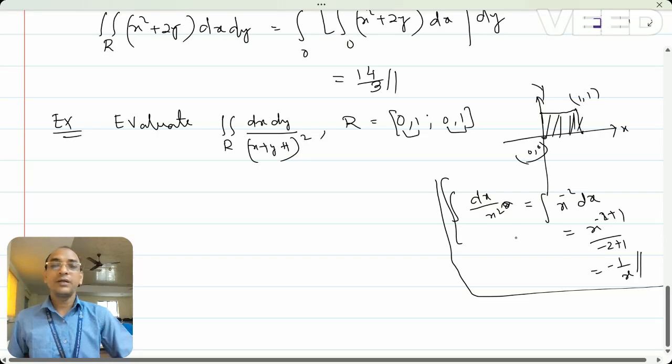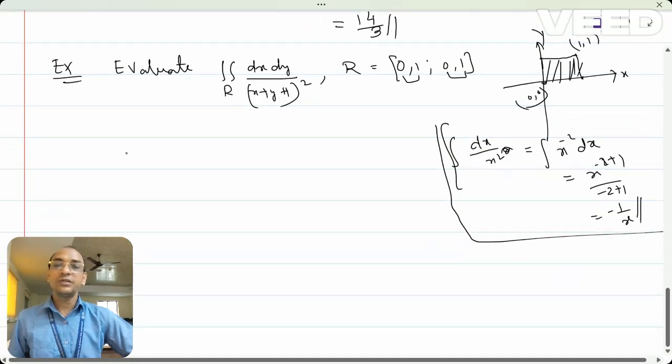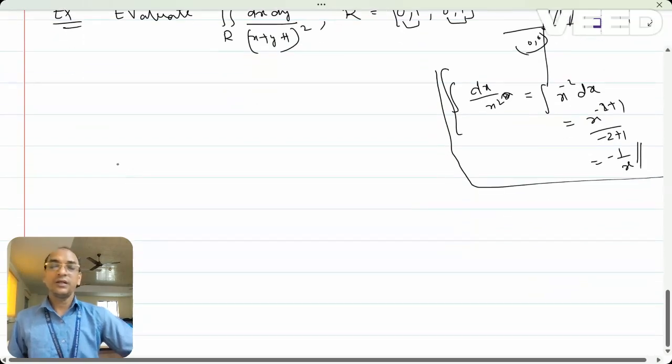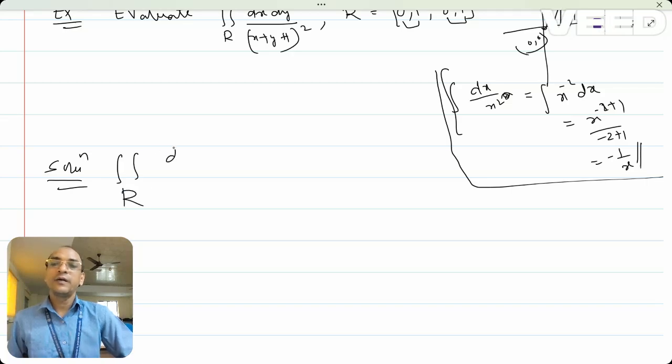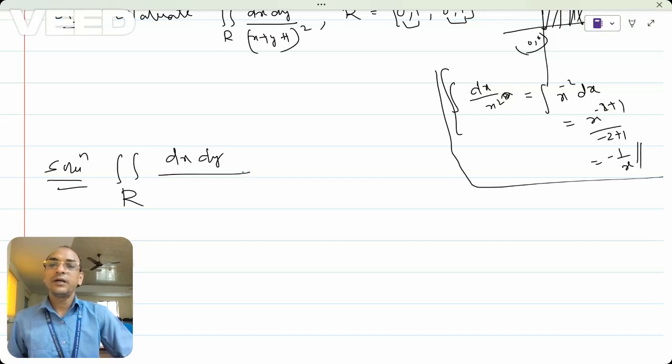Now in a similar way, here we have (x plus y plus 1) whole square. When we integrate with respect to any one of the variables x or y, the other variable will be treated as constant. Now how can we integrate it? So now let us find the double integral. Let me write this as the double integral over R of dx dy divided by (x plus y plus 1) whole square.